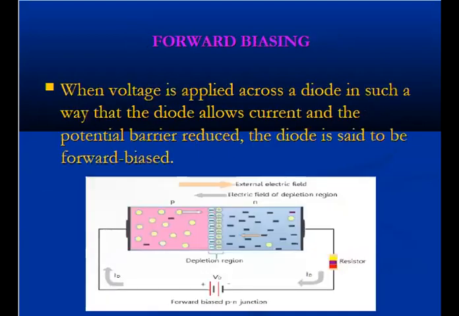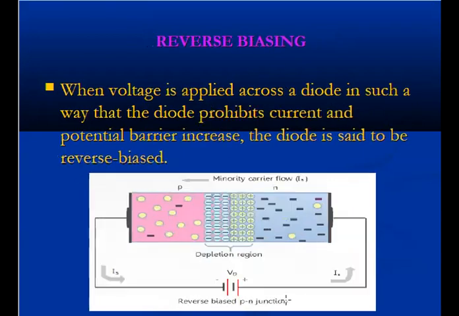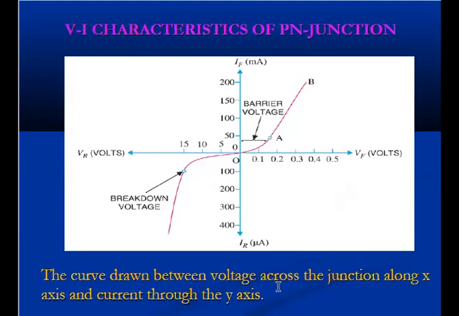So here is the forward bias circuit diagram. That means here the positive terminal is connected to the P type and the negative terminal is connected to the N type. And coming to the reverse bias, here the negative terminal of the battery is connected to the P type and the positive terminal is connected to the N type. So these are the characteristics of the PN junction diode.